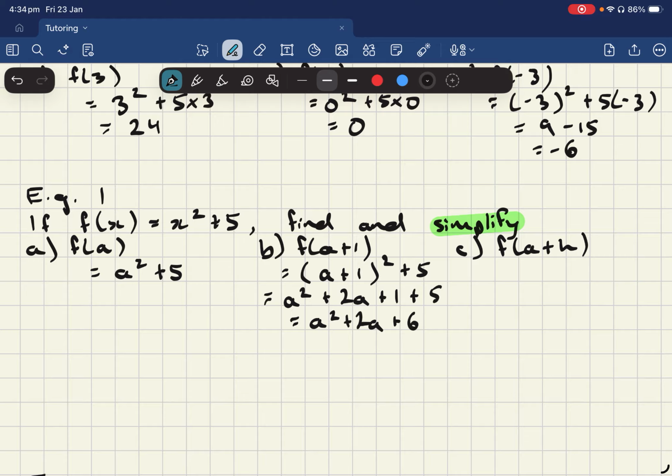Very last example, our input is a plus h. So anywhere I see x, I'm going to put a plus h in its place.